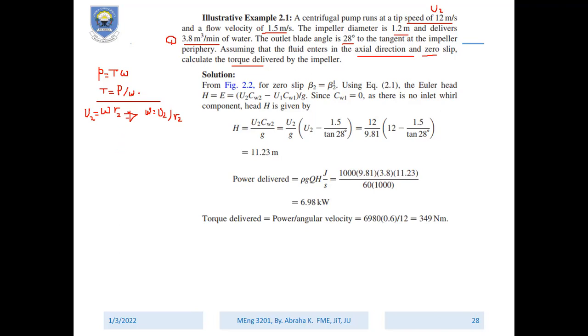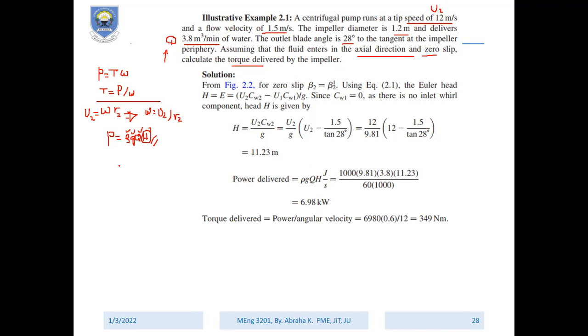Once we say this, we can also calculate the power. Now we can calculate the power from the water horsepower. Since we have the flow rate, we can have the water horsepower as density, gravity, the flow rate multiplied by the height. We have the density of water, we know gravity, we have the flow rate, but we don't have this head. So we are going to calculate the head.